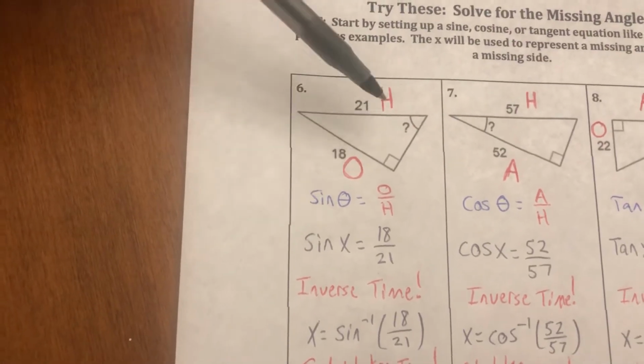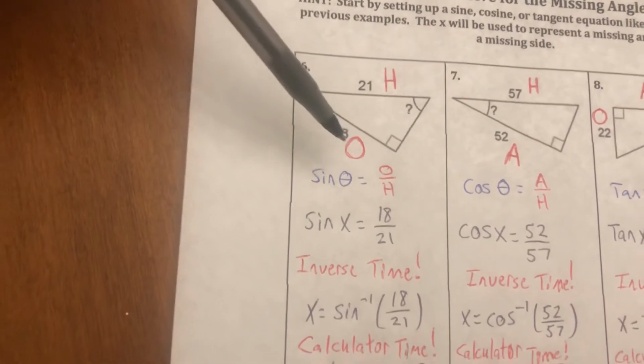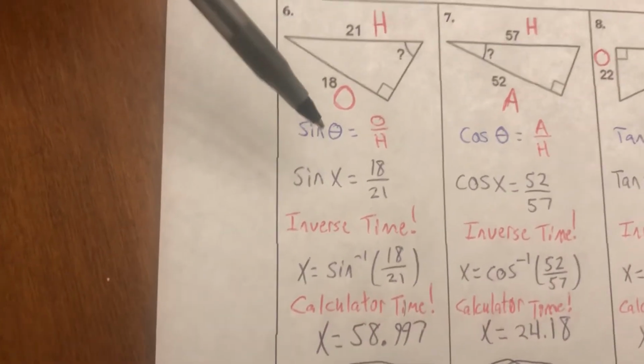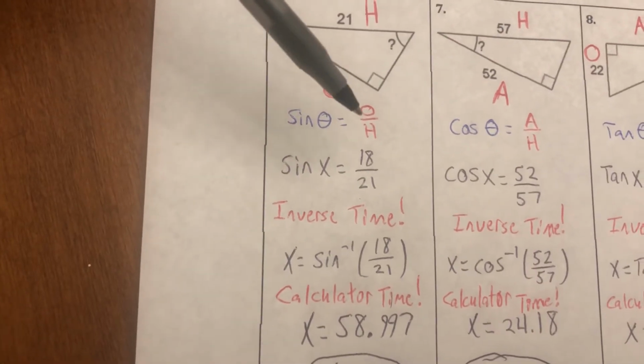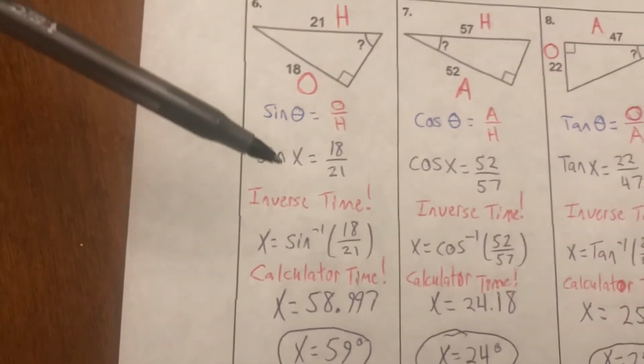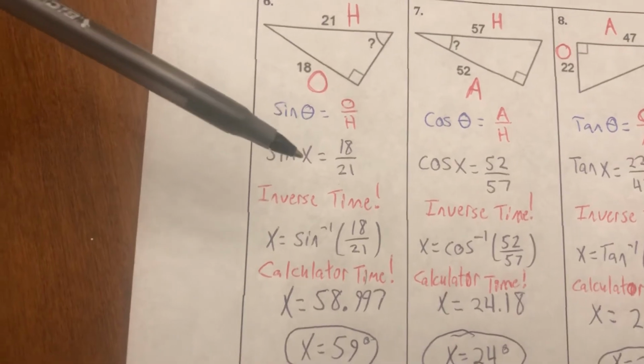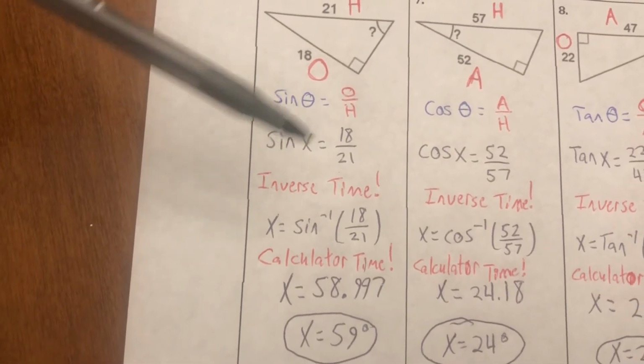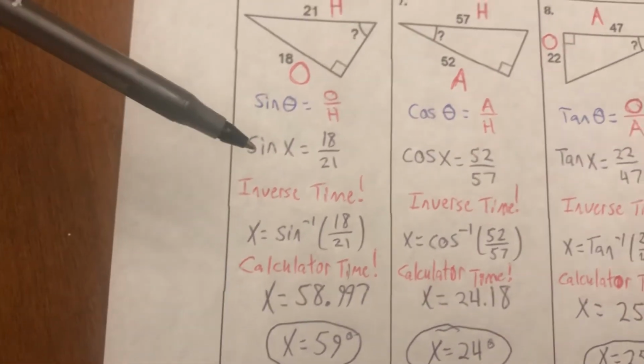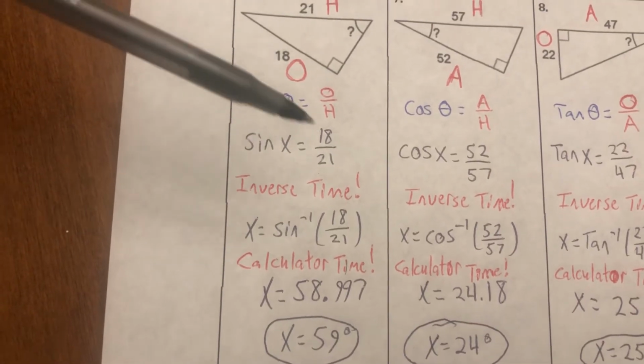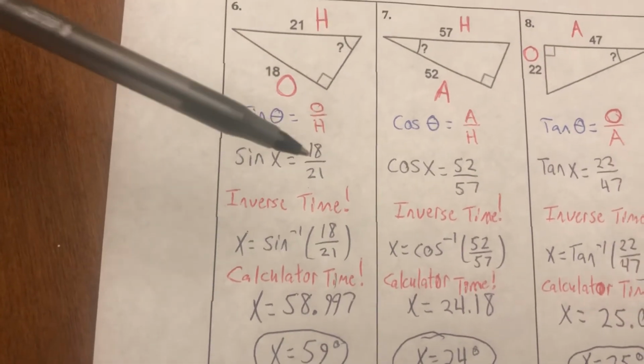So that tells you right away, okay, this is a SO. We're going to use sine. So we have sine of the angle equals the opposite over the hypotenuse. So the missing angle, you could put a question mark there if you want. You can use any variable you want. I ended up just going with x. So we got sine of x equals the opposite side, 18, over the hypotenuse, 21.